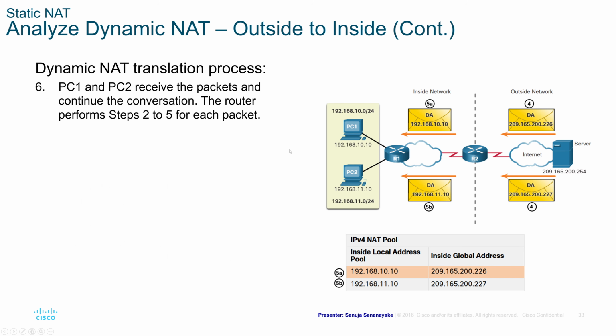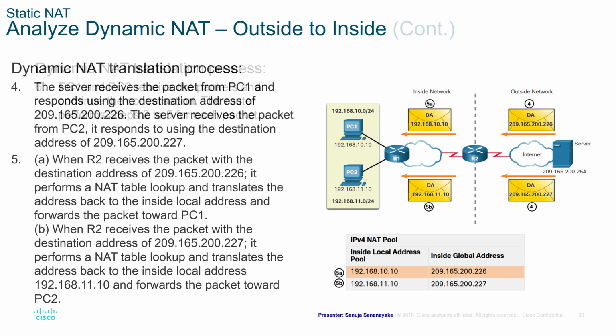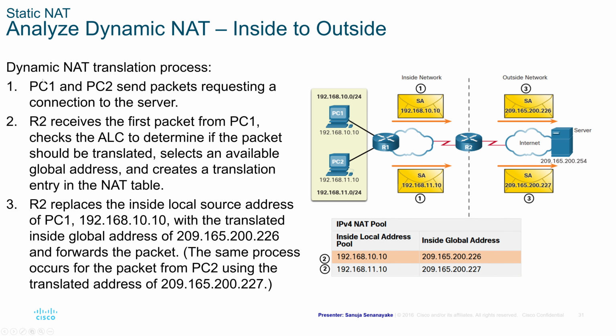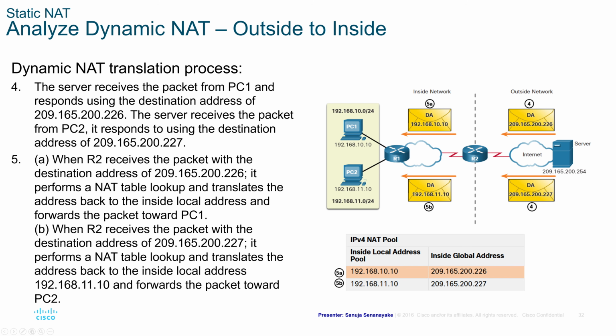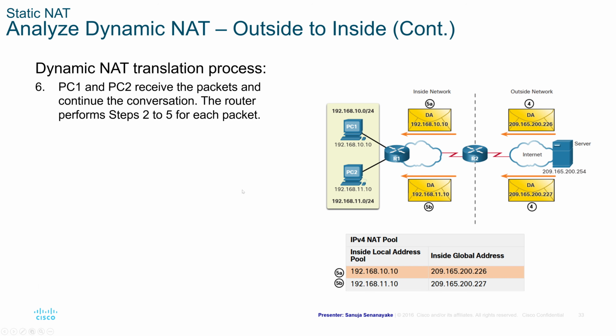So those are the steps that are going to take place for the translation. And what's going to happen next is the PC1 and PC2 receive the packets and continue the conversation back and forth between the external server and the internal device. So the router performs steps 2 to 5 for each packet. Each time these internal devices try to communicate outside, it goes through these steps every single time.